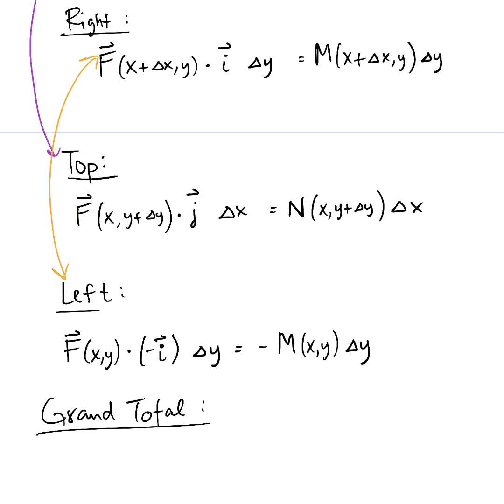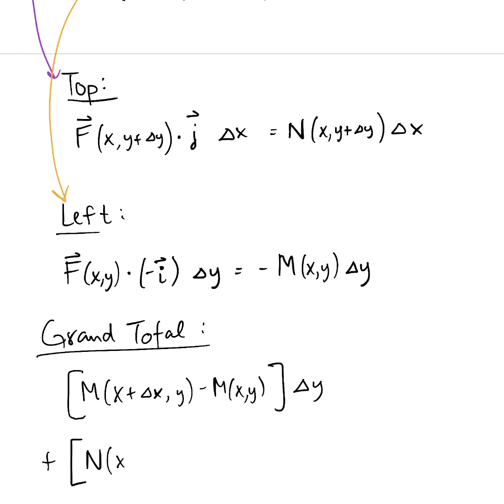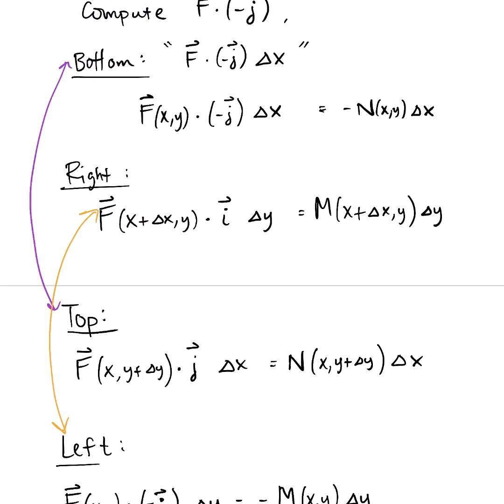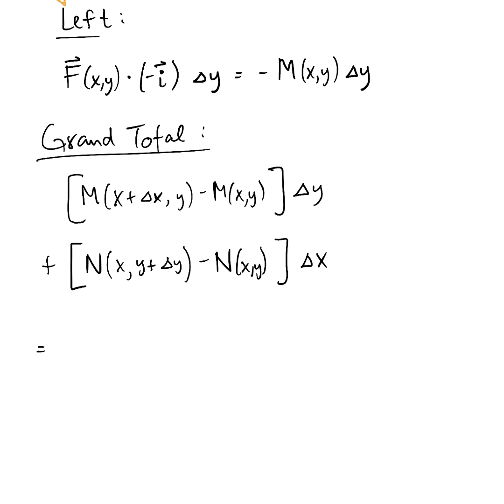Well, you got right plus left. So that's m at x plus delta x comma y minus m at xy, all times delta y, plus, and now let's do the purple. Purple is n at x comma y plus delta y, take away n at xy. And that was all along a width of delta x. So that's our grand total. And again, we're just measuring components of the vectors from our vector field that are exiting the rectangle. And we've done all four sides, and that's the grand total.